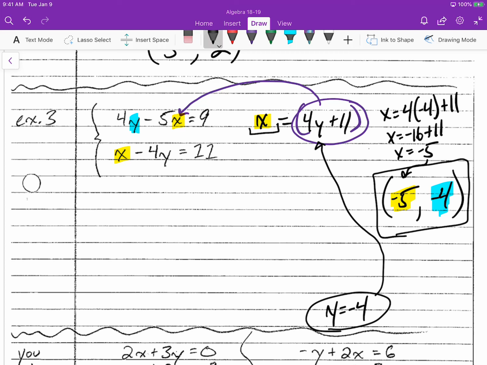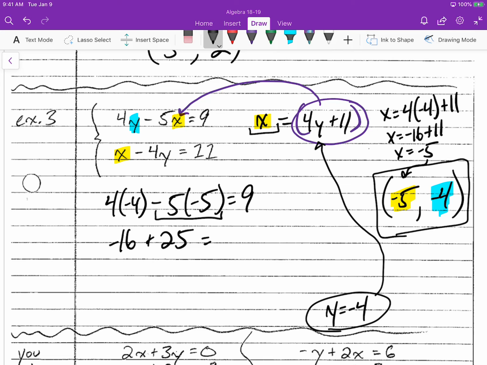And I would get 4 times negative 4 minus 5 times negative 5 equals 9. All right, so that would be negative 16, and then the negative 5 times the negative 5 would turn into a positive 25 equals 9. And if you combine negative 16 and 25, you do get 9 equals 9. Oh my goodness, it works. I double checked, boom, boom. 100% negative 5 comma negative 4 is my answer.